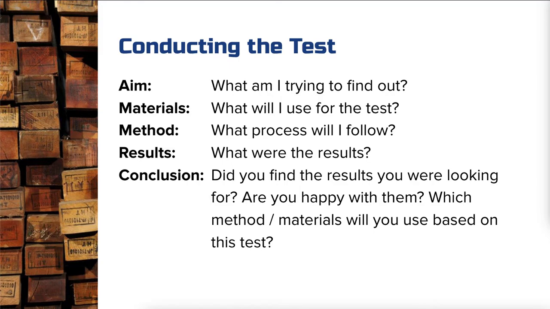Then I would write the process that I plan to follow. Now, if I'm planning to test 3 different methods of applying stain, then I would have 3 different methods written out, all next to each other under the method. So method 1, method 2, method 3. And then I would have my results underneath them. What were the results from method 1? What were the results from method 2? What were the results from method 3?